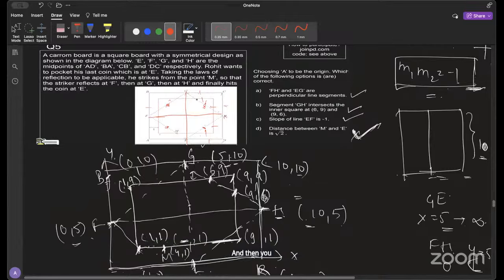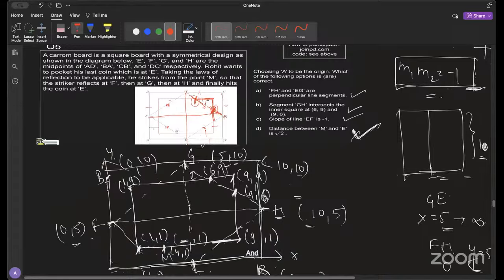Ma'am, and then they are the midpoints, right? Yeah, these are midpoints of this line and this line respectively. And then for the next one, you have to find the intersection of this line and this one. So this is the point of intersection. And then you have to find the point of intersection of this and this one. So it's this one. So there are 2 points that you have to find.